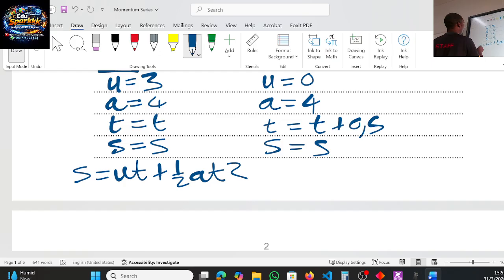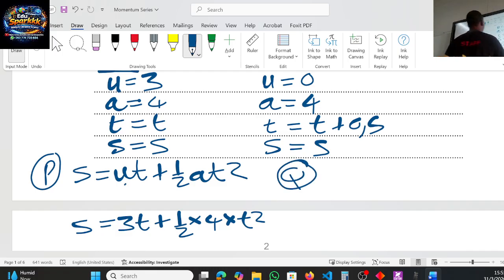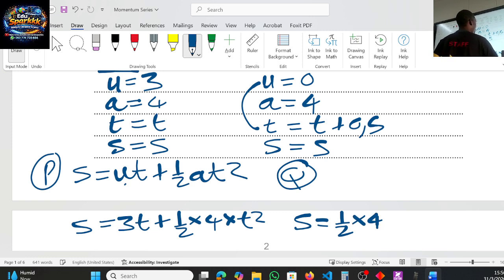And when I substitute my S, I don't know it, but the initial speed is 3 multiplied by the time t, which we are saying it will be the same, plus half a, the acceleration we got it is 4, multiplied by t squared. So this is what's applying to P. And when we come to Q, using the same equation, we are going to say our S, which is the distance to be covered, is ut, but remember there's a 0 there, so it cancels. Then we just have a half into A, our acceleration 4, then into the time, which will be t plus 0.5 squared.